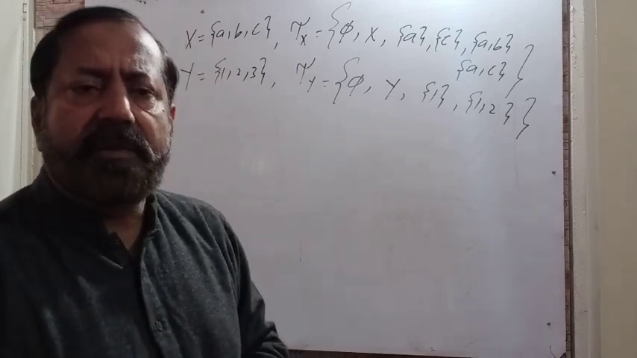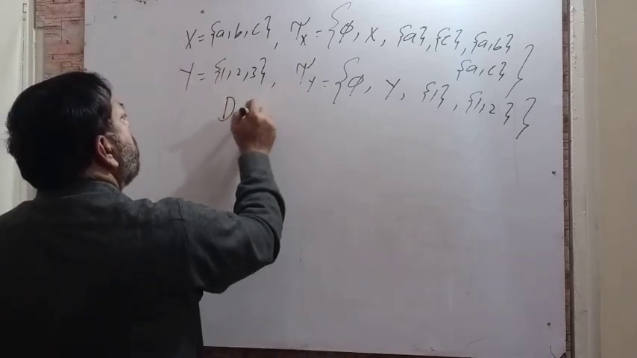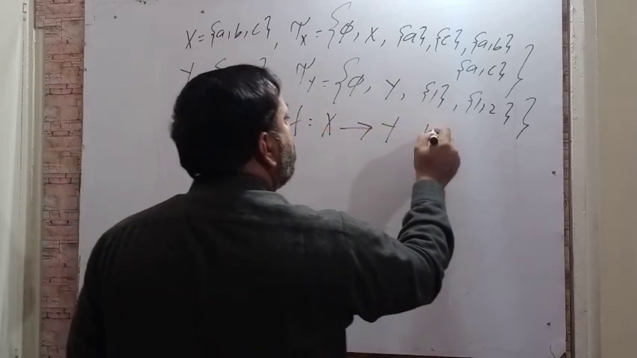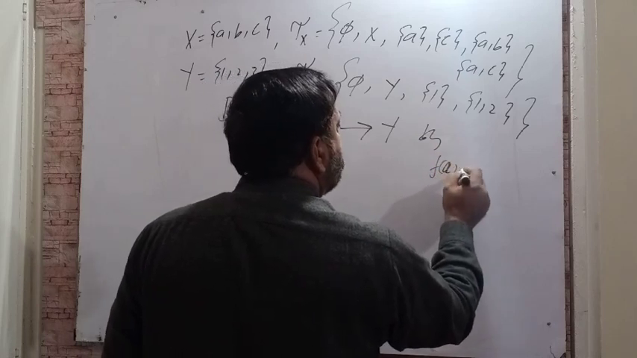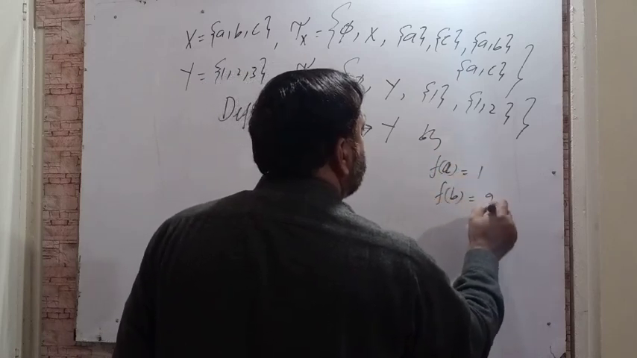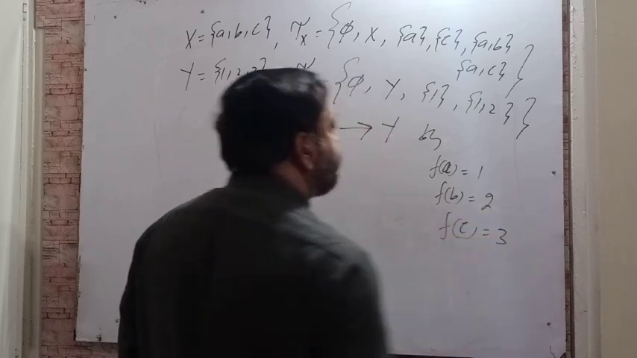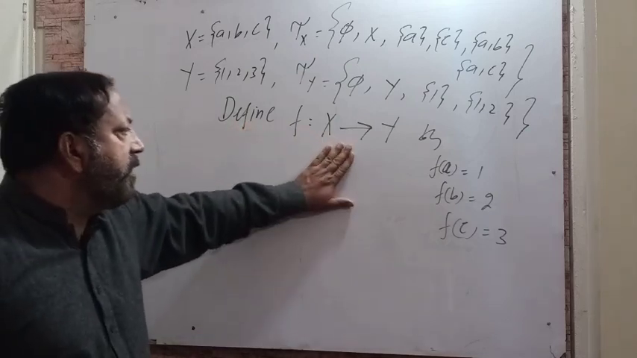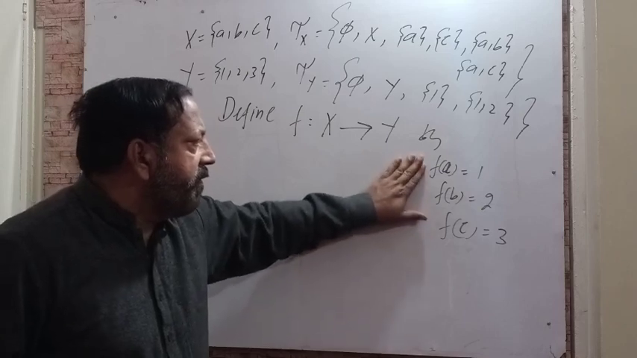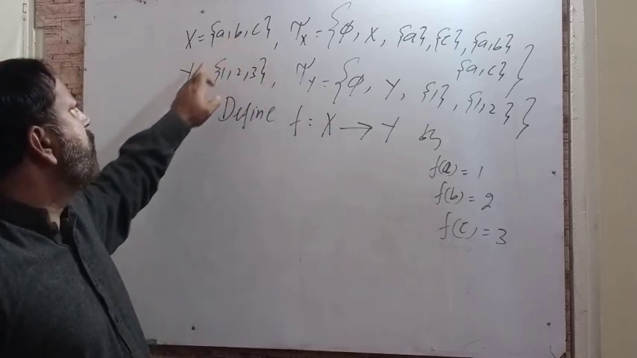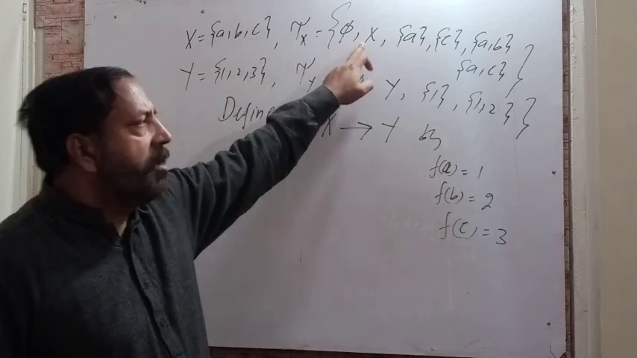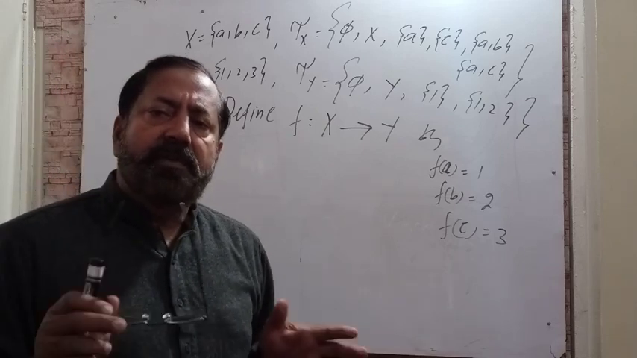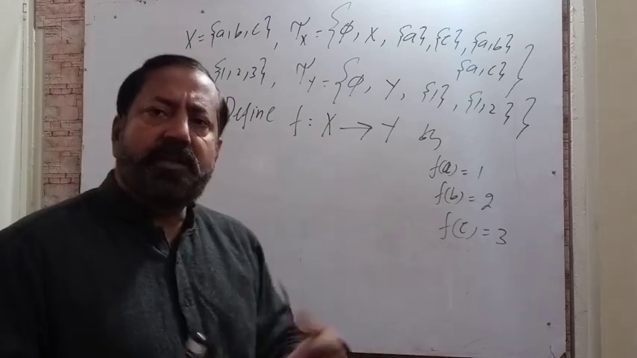Now define a function f from X to Y by f(a) = 1, f(b) = 2, and f(c) = 3. Okay, so this is our question. You are given this function, you are given the definition of f, you are given X, you are given Y, you are given τ_X, you are given τ_Y. Now you need to check that, with respect to our previous definition, whether this function is a continuous function or not.